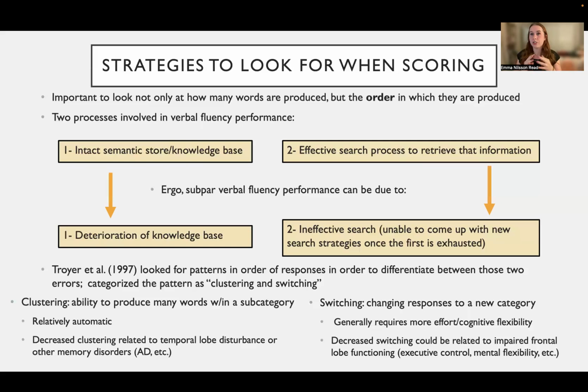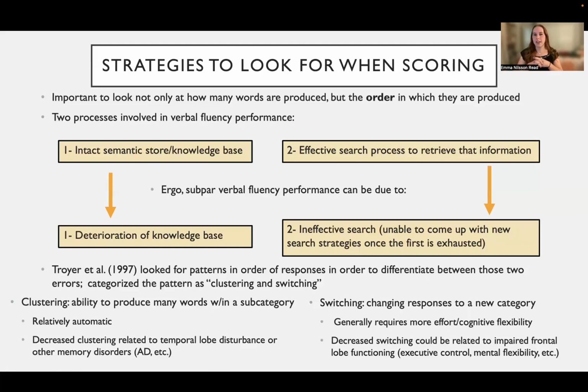Semantic clusters look like words that are in the same semantic subcategory. So if your overall category was animals, a semantic cluster could be, for example, they give you a string of farm animals, then they give you a string of African animals, and then they give you a string of birds, and then a string of different types of fish. Those are different clusters. And this is a relatively automatic process. Once you land on a subcategory, a cluster, it's pretty automatic to come up with words that fall into that cluster. And he also found that decreased clustering often related to temporal lobe disturbances or other memory disturbances like Alzheimer's disease.